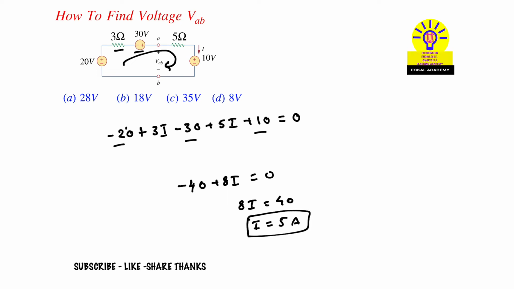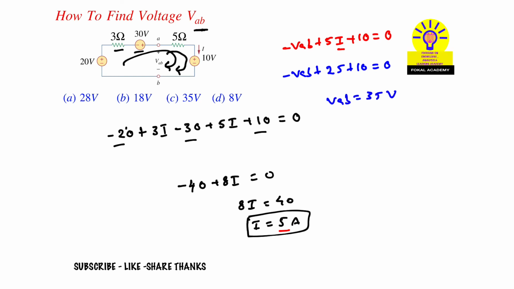But here we want the voltage VAB. Now here also apply the loop here. So then we get minus VAB plus 5I plus 10 equal to 0. But I we know that 5 amperes. So that is minus VAB plus 5 into 5, that is 25, plus 10 equal to 0. So VAB equal to 35 volts.